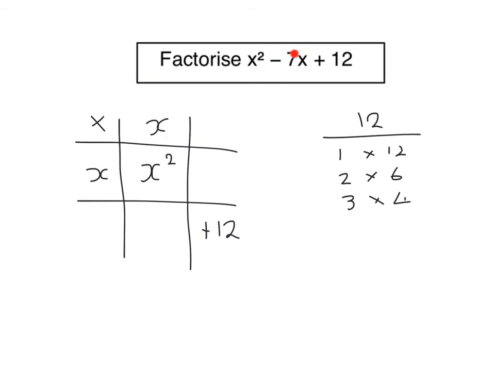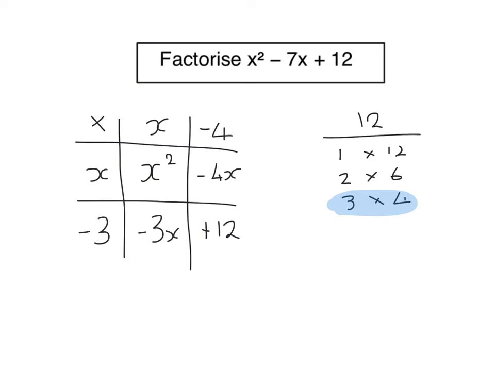Now let's just forget about the negative at the moment. I want the factor pairs to add up to 7x. The only factor pair that adds up to 7x is this one here, 3 times 4. Now if I put 3 here and 4 here, that would make 3x add 4x is 7x, but I want negative 7x. If I do negative 3 and negative 4, negative 3x take away 4x is negative 7x, so that works.